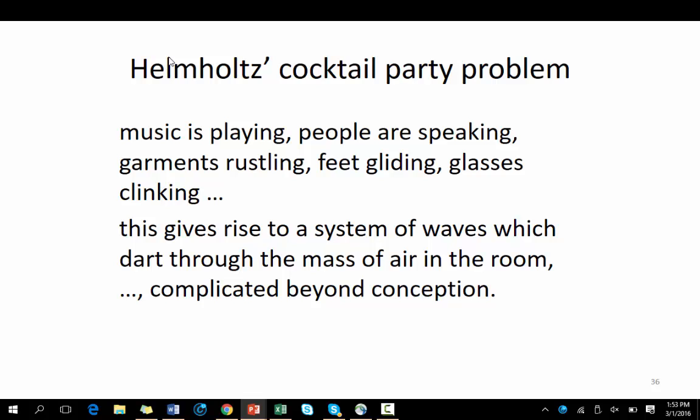If my family is me and my husband, and one of us dies, it's the same family, but it's not. So this is the problem of vagueness.